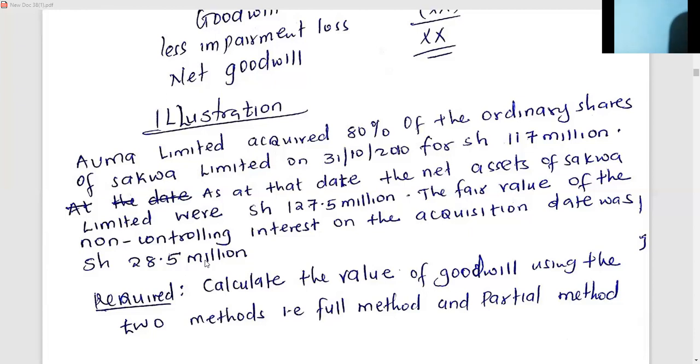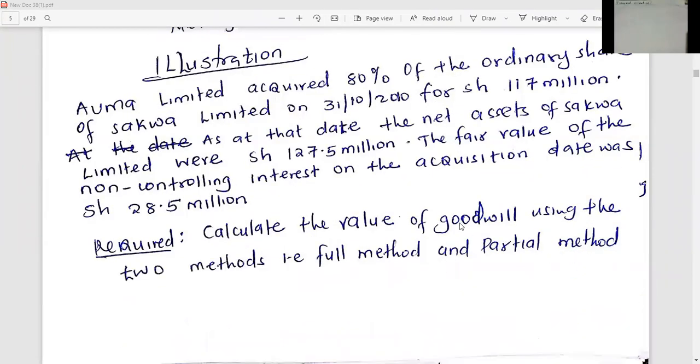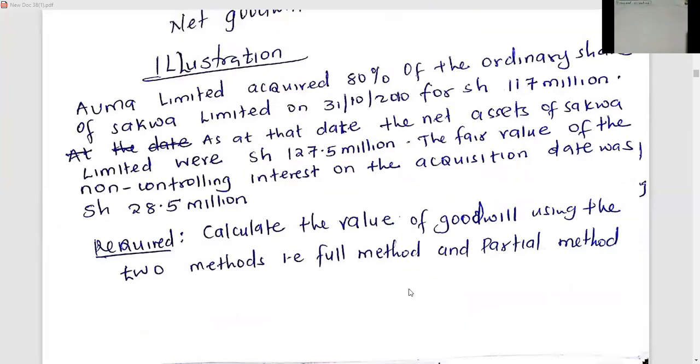So I think that interpretation is okay. Now we can compute it on the whiteboard. I can see there is around 1 minute left. Calculate the value of goodwill using the two methods, that is the full method and the partial method. Can you compute that one and give me the answers in the next 2 minutes, once you log back with answers?